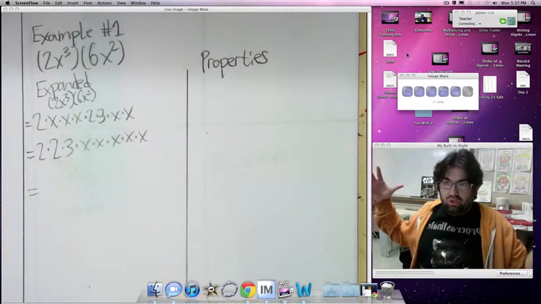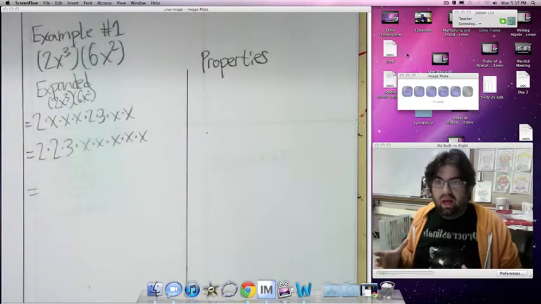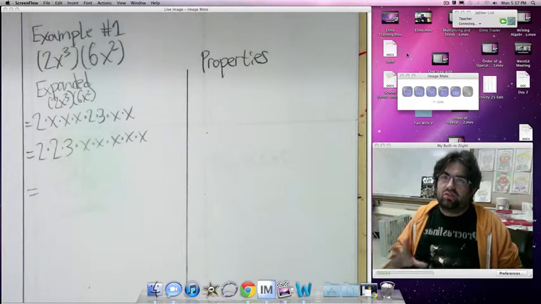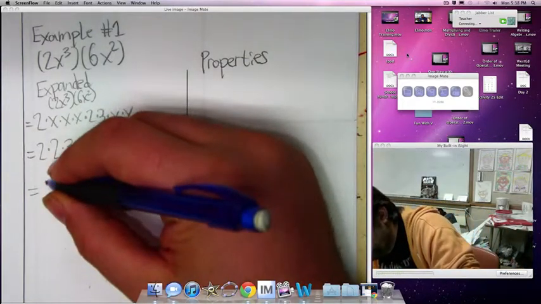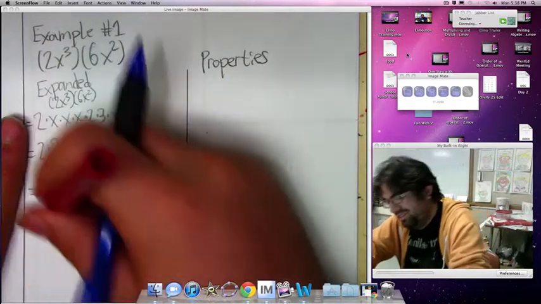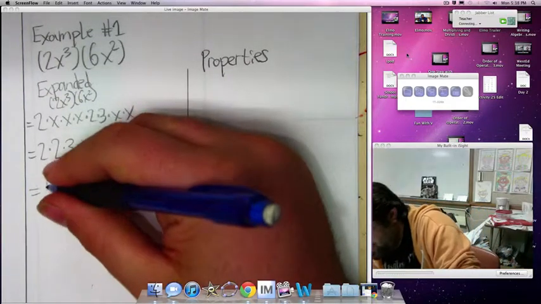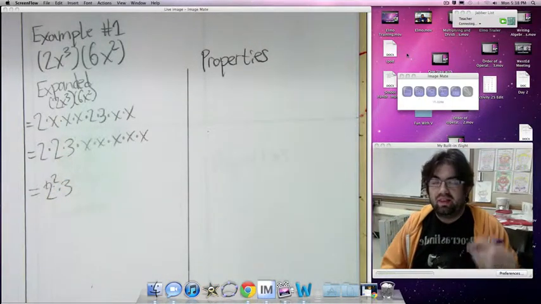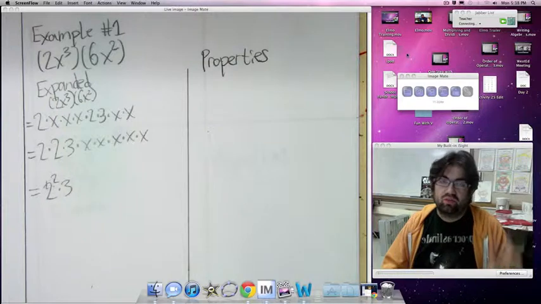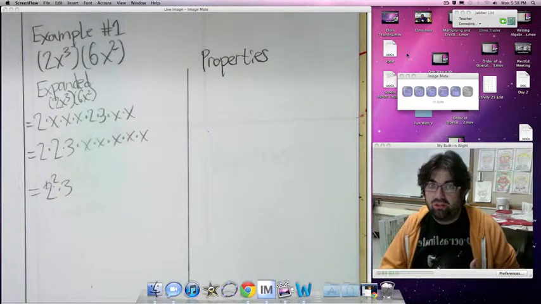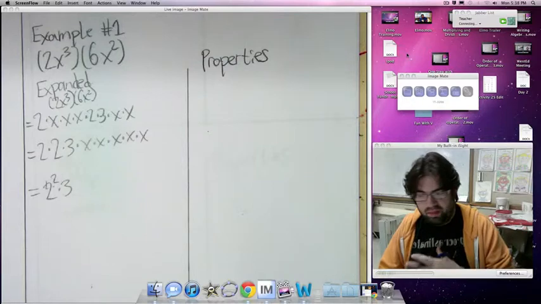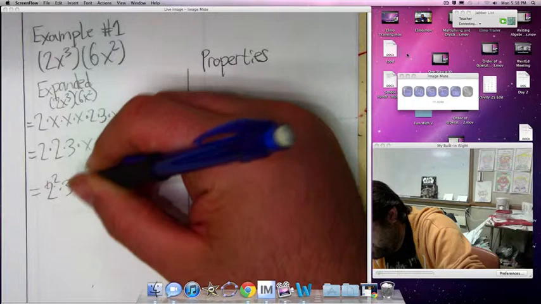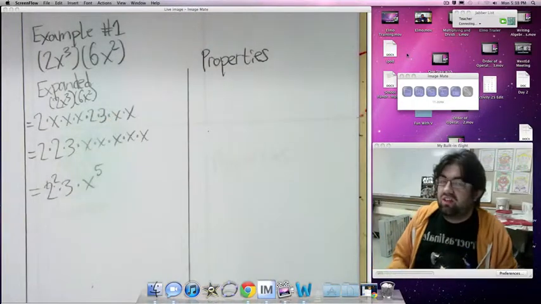Now I'm going to just go crazy. I'm actually going to turn this into exponential notation first before I actually finish it. 2 times 2 is 4. Don't put 4. That is 2 squared times 3. And if you remember, that's from prime notation. 2 and 3 are both prime numbers, and that's the best way to go about it. Times, well, we got 1, 2, 3, 4, 5 x's, x to the 5th power, not 5x, x to the 5th power.